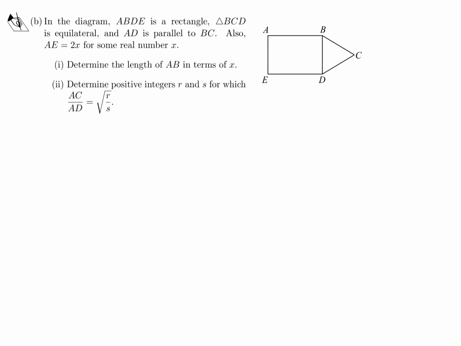In the diagram, ABDE is a rectangle and BCD is an equilateral triangle, and AD is parallel to BC. Also, AE is 2x for some real number x. Determine the length of AB in terms of x.